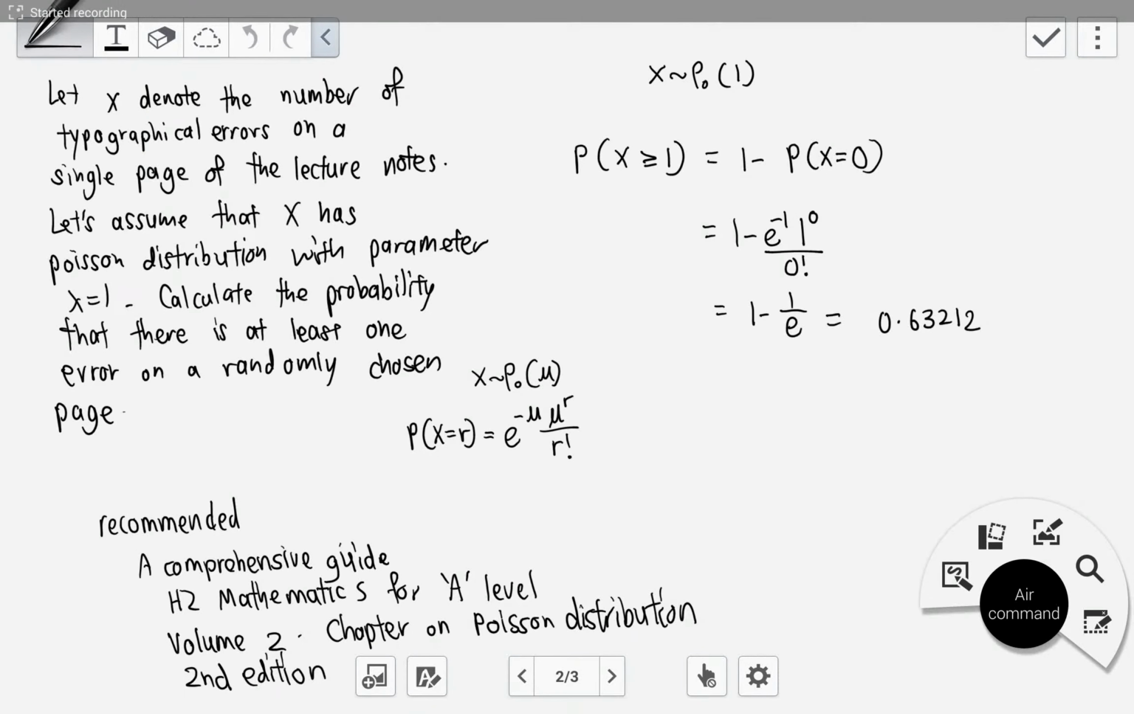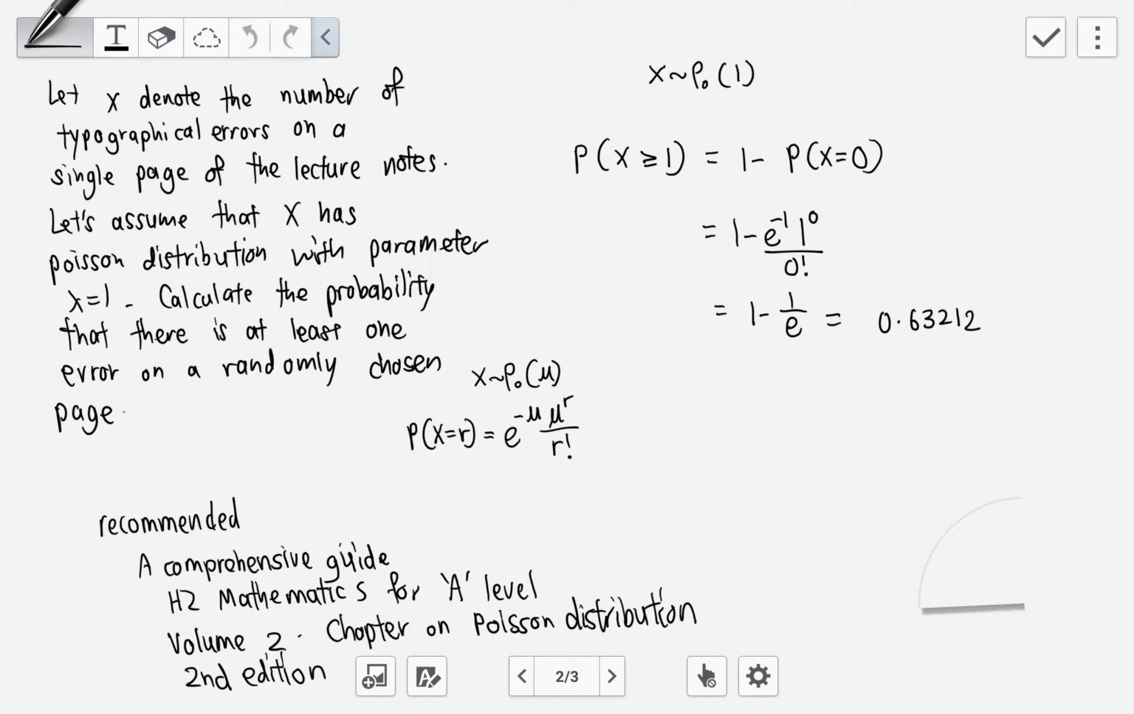Okay, so this question is on a Poisson distribution. In maths, for statistics, there are different kinds of probability distributions. It simply tells you what the frequency is. It's actually a distribution of the frequency of something happening, some event happening.